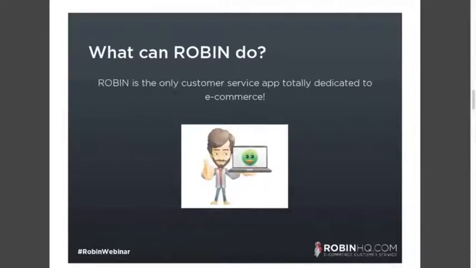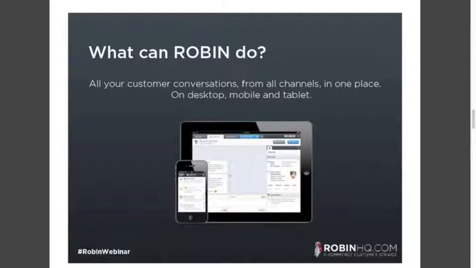First, a quick overview of what Robin can do. Robin is the only customer service application that's totally dedicated to e-commerce. We were built specifically for web stores. We put all of your customer conversations from all the different channels into one place so that you can answer everything from one centralized dashboard. Whether somebody's sending you a question from the contact tab on your web store, or an email, or it's coming from Twitter, all of the conversations are funneled into one easy to use dashboard. And you're able to do that on your desktop, your mobile, or your tablet.